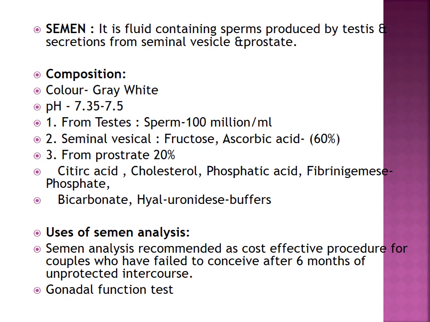So composition: the color of the semen is grey white, pH is alkaline, and the portion from the testes is sperms, usually 100 million per ml. From seminal vesicle it is fructose and ascorbic acid; from prostate it is citric acid, cholesterol, phosphatidic acid, fibrinogenase, hyaluronidase. So these are the composition of the semen.